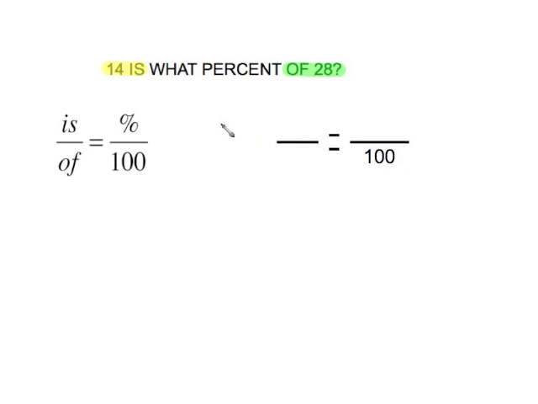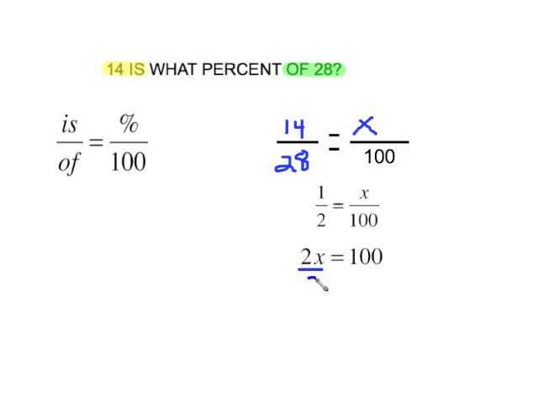New type. 14 is what percent of 28? 14 is, that's my top left, of 28 is my bottom left. What I don't know is the percent, that's my variable. We can cross multiply right here, but I would suggest whenever you can to reduce the fraction. 14 over 28 reduces to 1/2 equals x over 100. If we cross multiply right now, we're going to have 2x equals 100. That's this equation right there. To solve that, all we have to do is divide both sides by 2. The 2's cancel. 100 divided by 2 is 50.